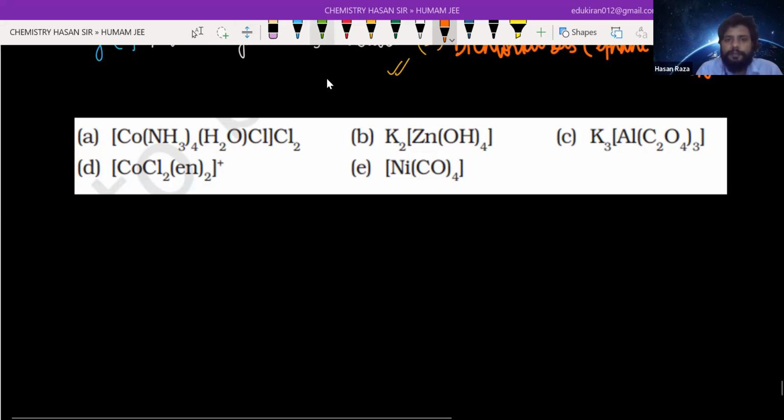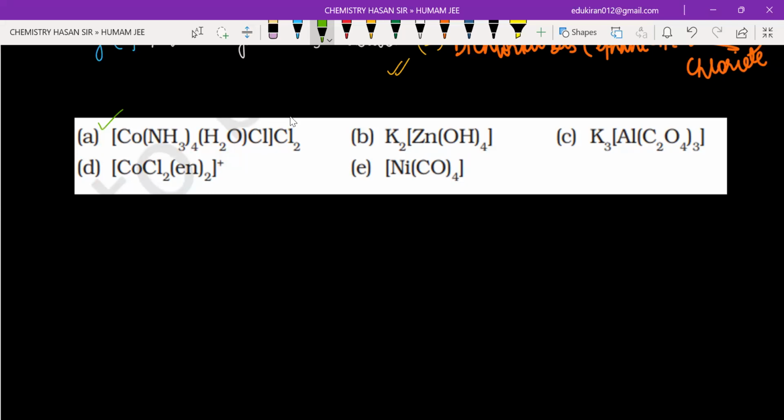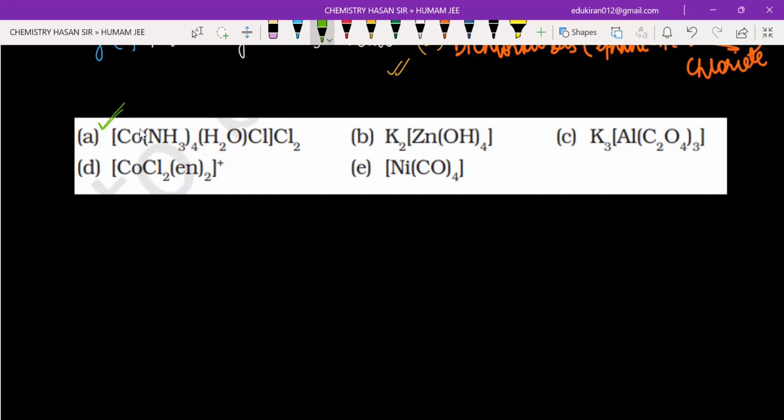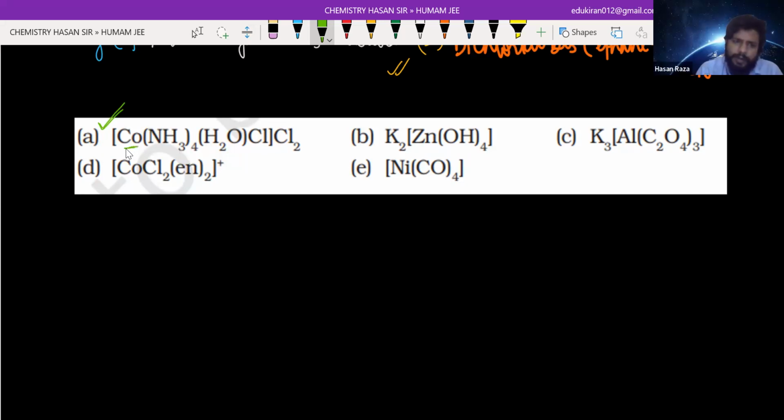How many ligands are present in the first one? How many types of ligand are present in complex A? Four. Four types. This is your central metal atom, right? This is your first type of ligand. This is another type of ligand. This is another type of ligand, right? Three types of ligand are there. So what will be the name?